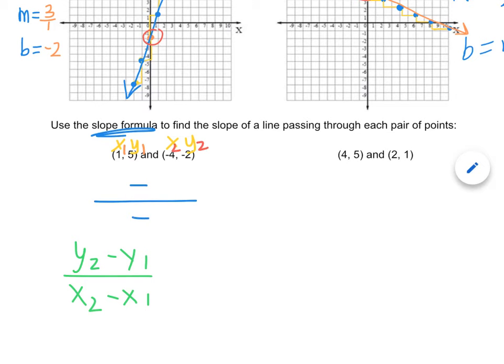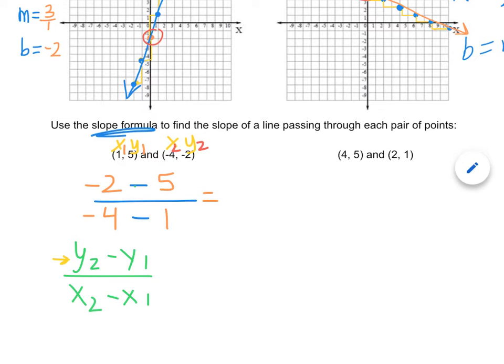I like to put my minus signs in ahead of time. It's just my preference. Okay, so now we begin with Y2. Which number did we label Y2? -2. So it's Y2 minus Y1. The Y1 is 5. Just be careful and accurate here. X2 is -4 and X1 is 1. Okay, now you're going to do the math. If you need your calculator for support, go for it.